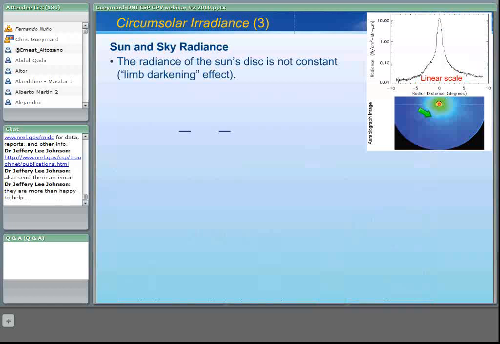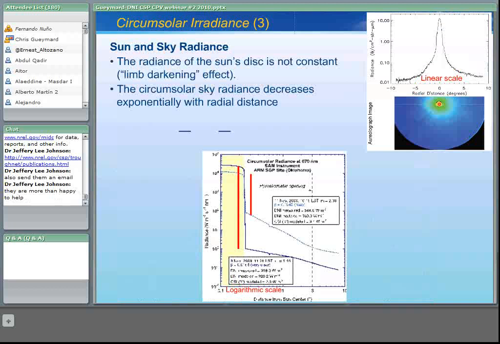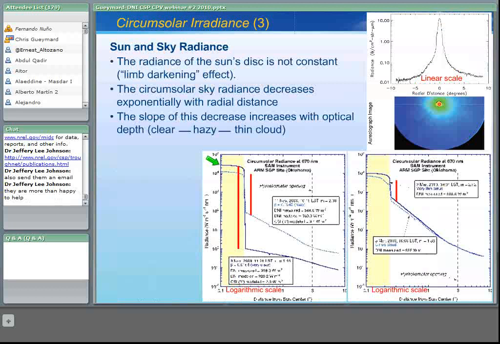So what we find actually is that even the radiance of the sun's disk is not constant. This is appearing here in this plot, where the sun center is right there, and its radiance decreases slightly up to its edge here. And this effect is called the limb darkening effect. It's very normal. Now, the second thing is that the sky radiance, which starts here at the sun's edge, decreases exponentially. So on a logarithmic scale like we have here, it will appear as a relatively straight line. And here we have the case of a very clear sky and the case of a hazy sky, and you see the difference. Obviously, the hazy sky also has a lower irradiance and radiance on the disk itself.